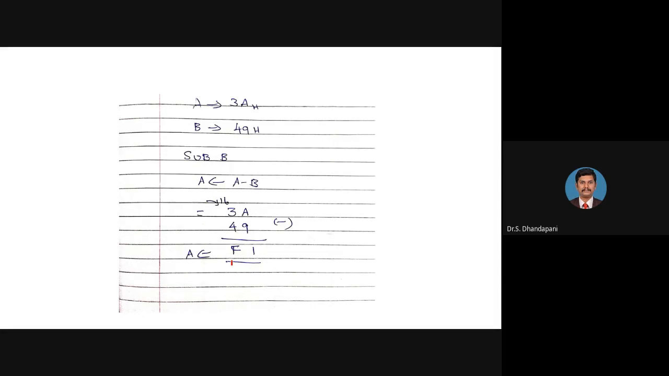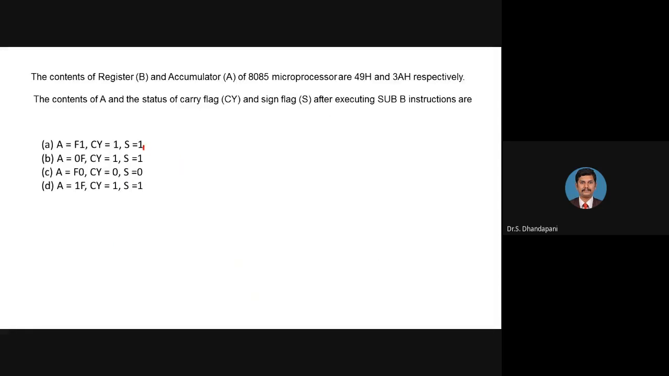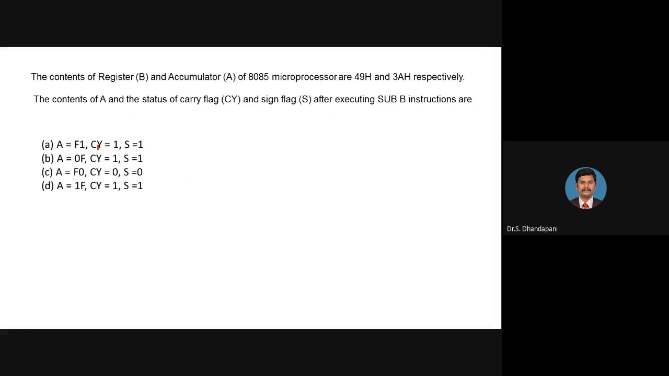After subtraction, we are getting F1. This is one answer. F in binary is 4 ones, which means MSB is 1. Whenever MSB is 1, the sign flag will be set, so the sign flag is also 1. While performing subtraction, we got a borrow, so the carry flag is set to 1. So the correct answer is: after subtraction, the content of the accumulator is F1. The sign flag is set because MSB equals 1. The carry flag is set because of the borrow.